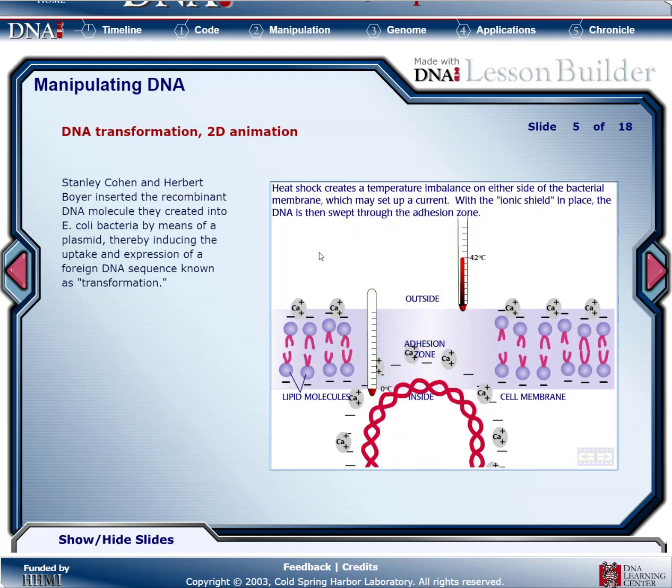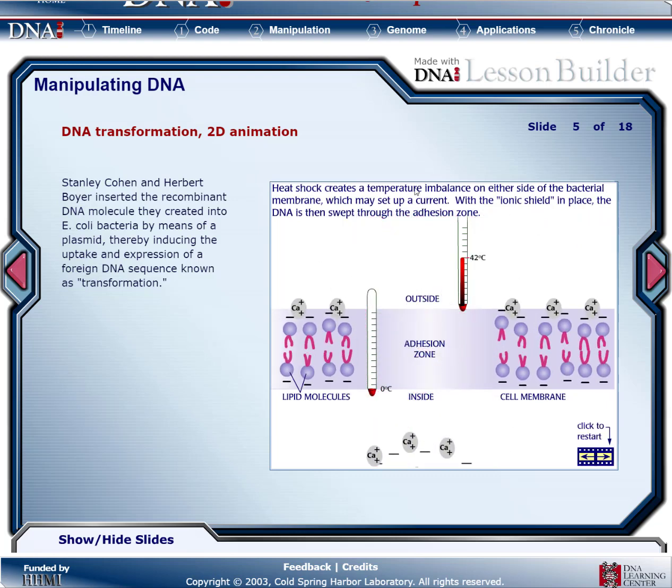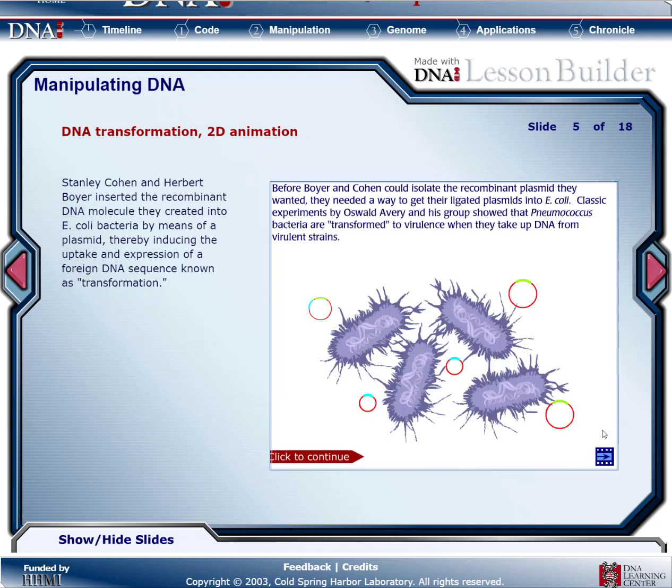Heat shock creates a temperature imbalance on either side of the bacterial membrane, which may set up a current. With the ionic shield in place, the DNA is then swept through the adhesion zone. As we saw, the DNA went from the outside to the inside. Heat shock creates a temperature imbalance on either side, and that's what set up the current. So it's hotter out here and colder over here.